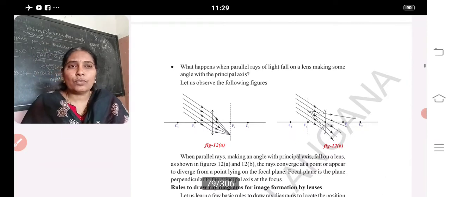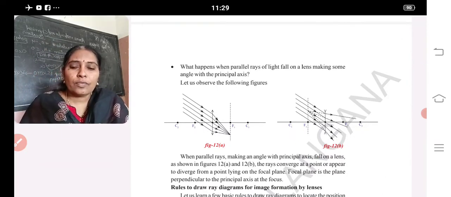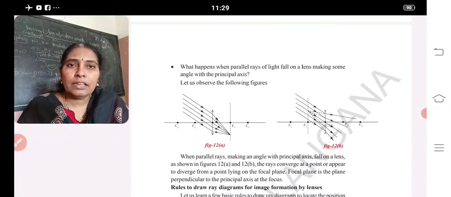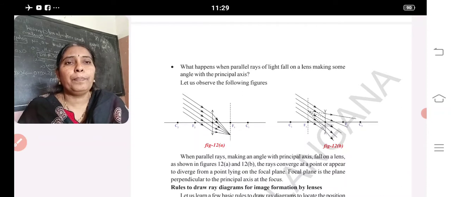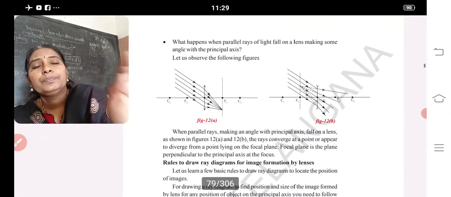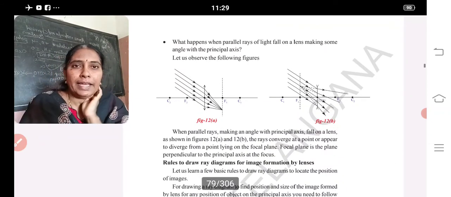Next 12a, 12b, you can see that in the case of concave and convex lens, any ray making a certain angle with respect to the lens converges at a point on refraction. That point is said to be on a focal plane. What is meant by focal plane? The plane which is perpendicular to the principal axis is said to be a focal plane. So these are some ray diagrams.